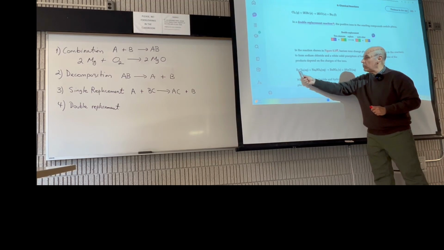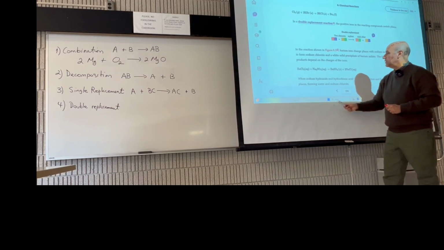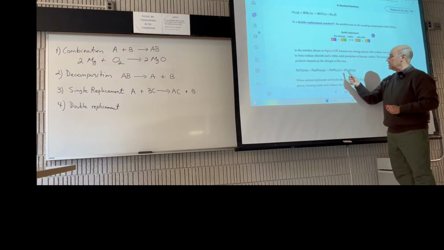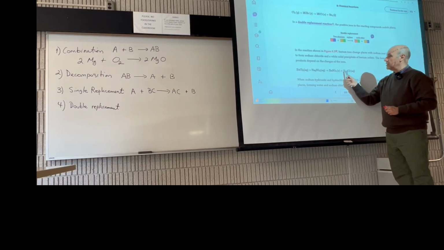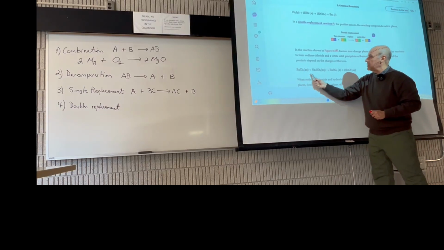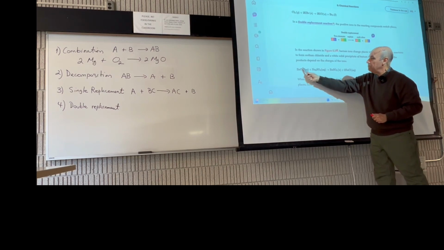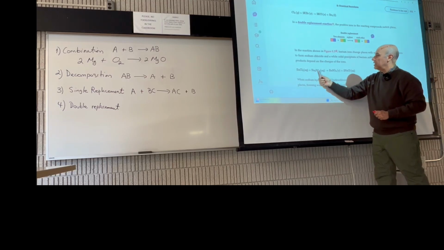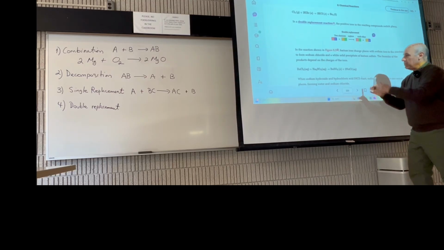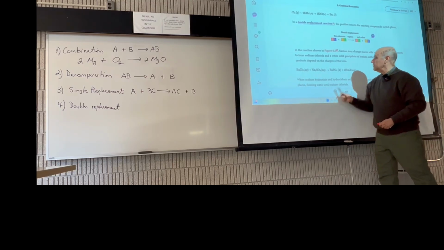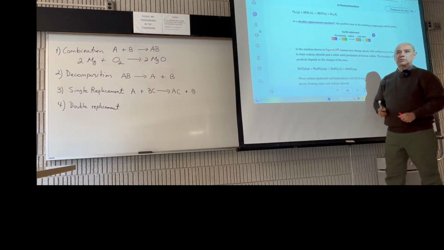So the metals are always listed first. Barium is a metal, sodium is a metal. In the product side, they're still listed first. So these are going to be positively charged, positively charged. The second member of this partnership is always going to be negatively charged, negatively charged. And they remain first and second, first and second.